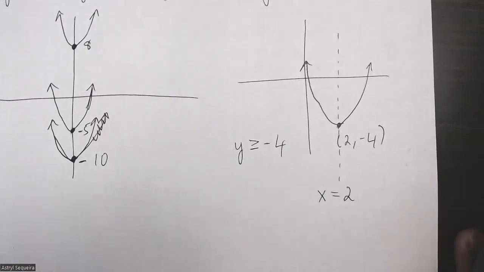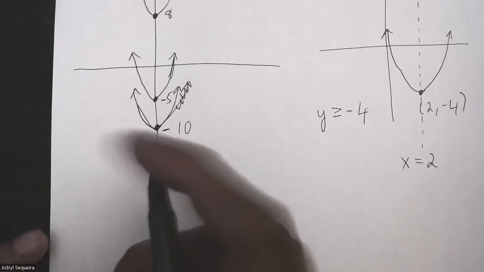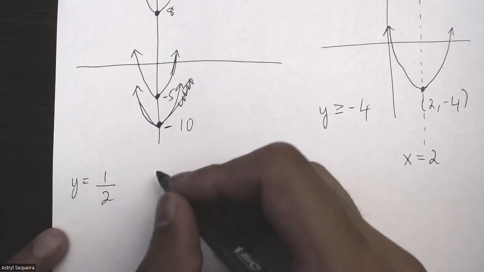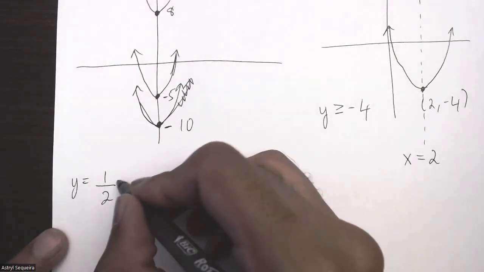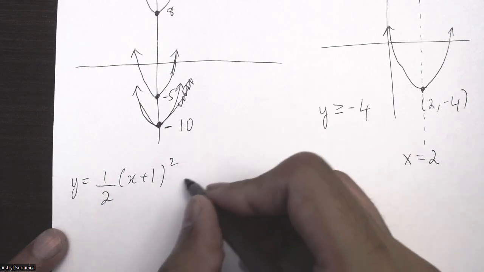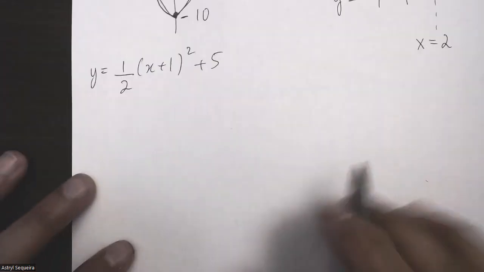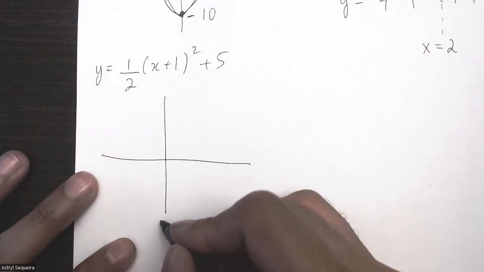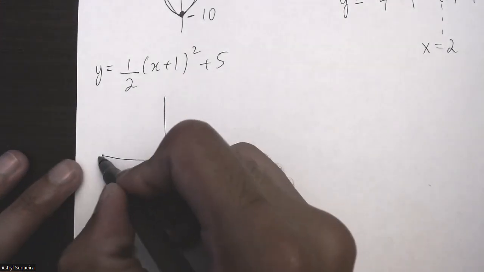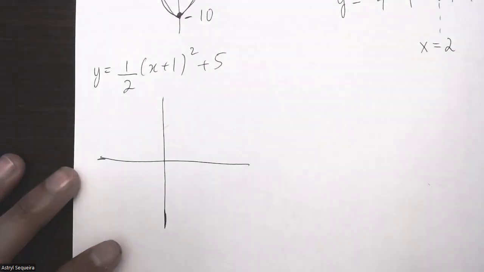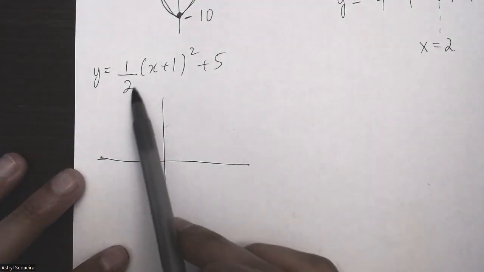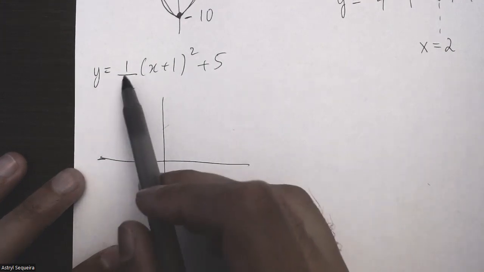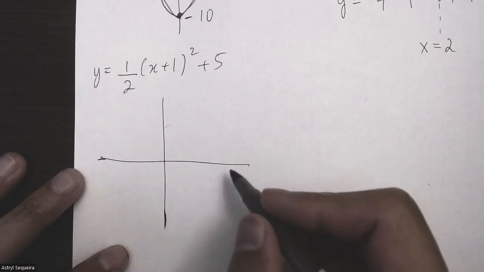Let's take a look at another example. y equals 1/2 (x plus 1) squared plus 5. Let's do the same procedure for this one. The first thing I notice is that the a value is 1/2, so it's positive, which means it's going to open up, and it's got a vertical compression by a factor of 1/2. If your a value is less than 1, it's a compression. If it's greater than 1, it's a stretch. So since this is less than 1, it's going to be a compression. The graph is going to be shorter and wider.